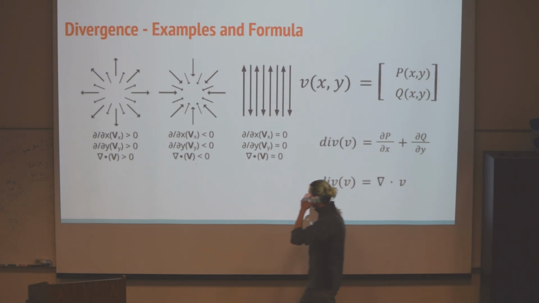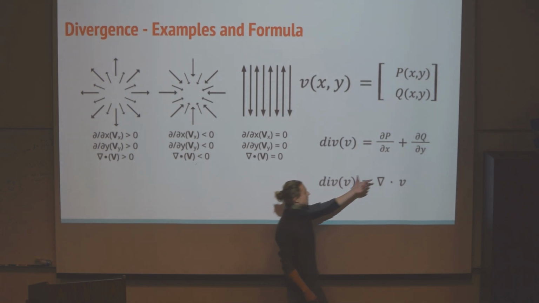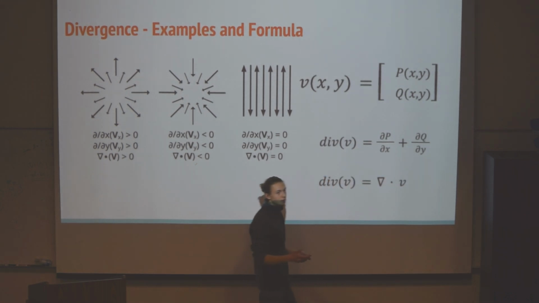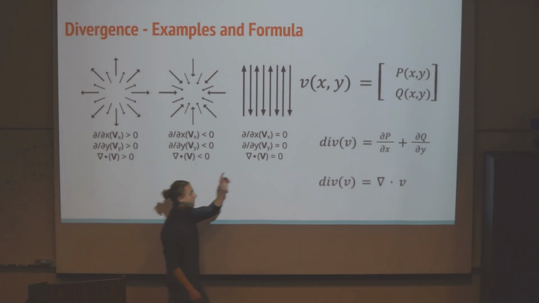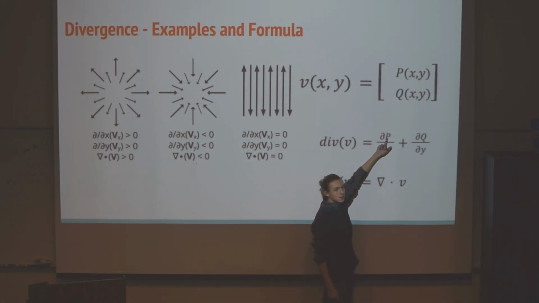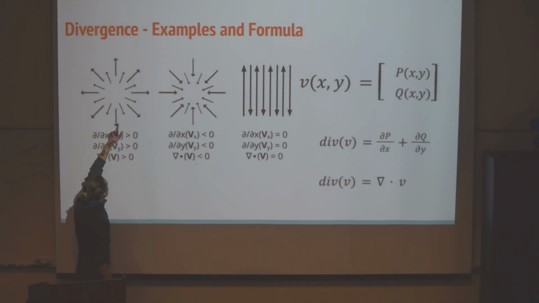So for example, let's just take a look at this one right here. In order to determine whether I have positive divergence, I'm going to be looking at whether this value is going to be negative or positive. So here, let's look at the change in my x component of my vector with respect to x. If I increase x, my x component increases as well. So that's going to be greater than 0. If I increase y, my y component is going to change. So that's going to be greater than 0 as well.